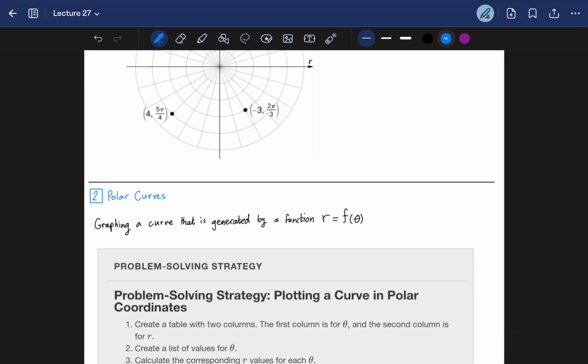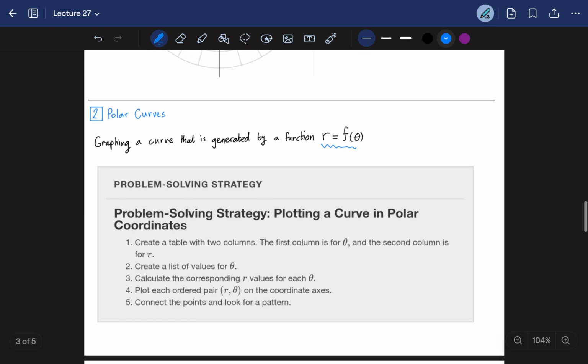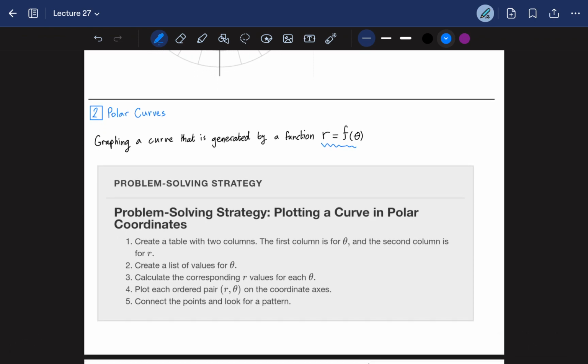Now we learned how to plot polar points, but how do we plot polar curves? A polar curve is a function generated by r equals f of theta. So you have a function in terms of theta, and that's equal to your r. Like when we plot any function, we have to set up a table. When we had x and y, we found values of x, plugged them into the function, got points, plotted the points, and then connected them with a smooth curve, and that would be your graph.